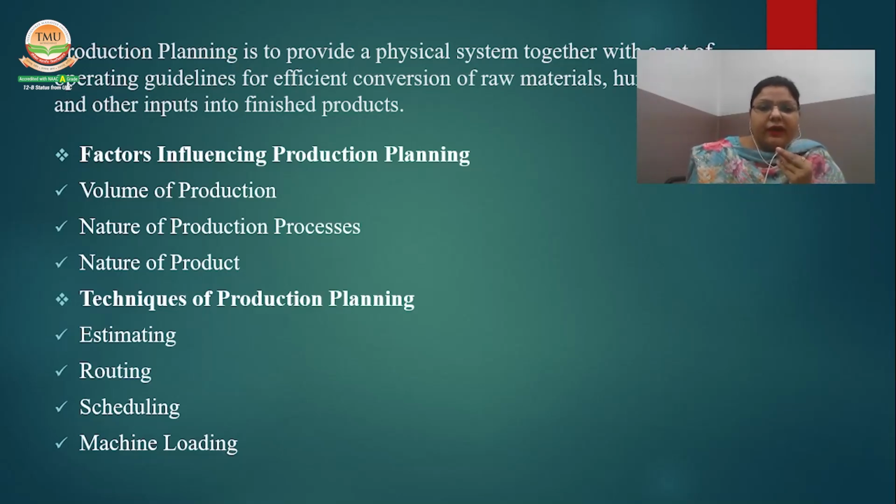What are the basic factors that will influence production planning? Number one is volume of production, nature of production process, and nature of product. These are the factors that will influence production planning. The techniques of production planning are estimating, routing, scheduling, and machine loading.